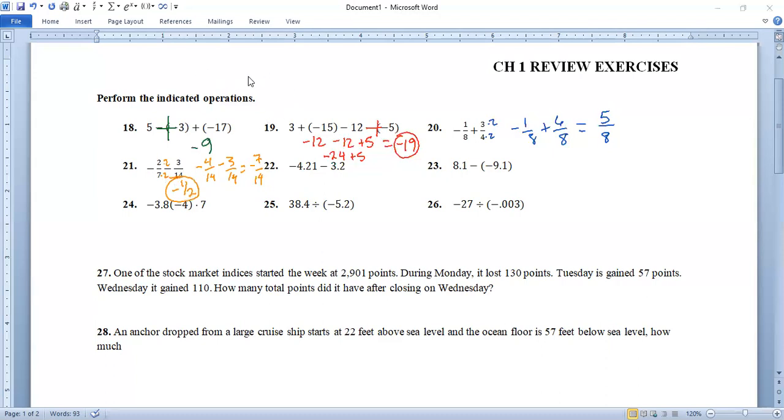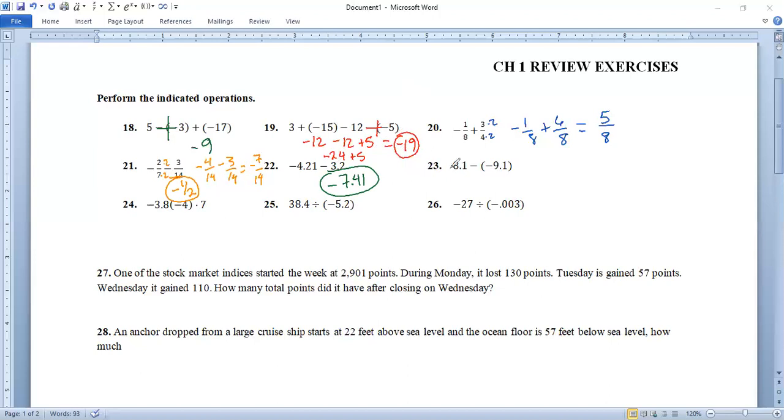All right. On the next one, number 22, we get negative 4.21 minus 3.2. These are both negatives. That means this is an addition problem in the negative direction. So we're actually taking a 4.21 and a 3.2 and adding them. This is 7.41, and it's all in the negative direction. But check that in your calculator. Make sure you can punch those in correctly.